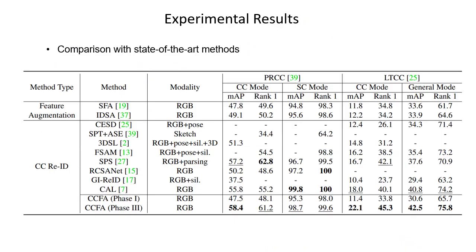This table shows the comparison between our method and state-of-the-art methods. We can see that our method CCFA achieves the state-of-the-art levels on the clothing change ReID datasets PRCC and LTCC. Here, CCFA Phase 1 is a version without feature augmentation, and CCFA Phase 3 is a version with feature augmentation. We can see that the clothing change feature augmentation obviously improves the ReID accuracy.